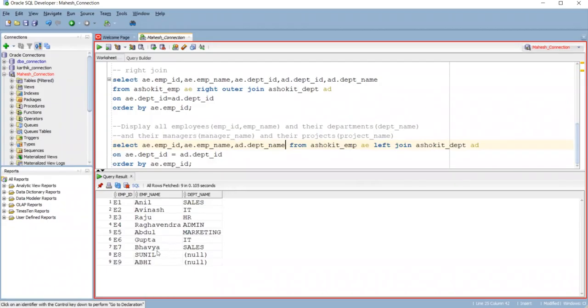Why do employees E8 and E9 not have a department? Can you guys please tell me the reason? Why do employee 8 and employee 9 not have the department? Can anyone tell me the reason, sir? Why are we not getting the departments for employee 8 and employee 9? Abhishek, I just gave you the unmute option. Please try to answer the question, sir.